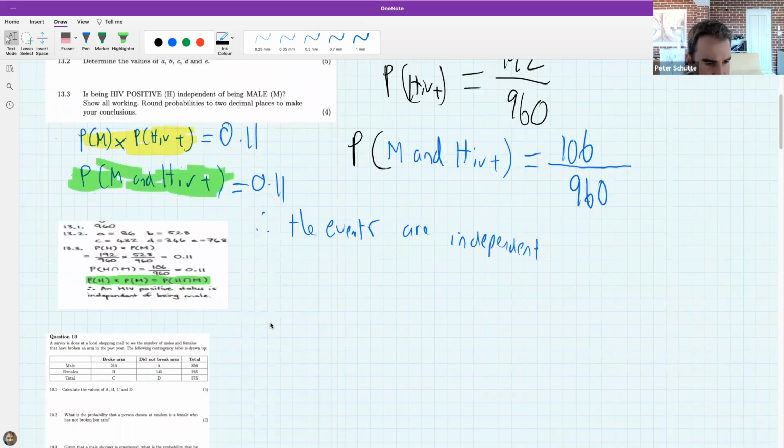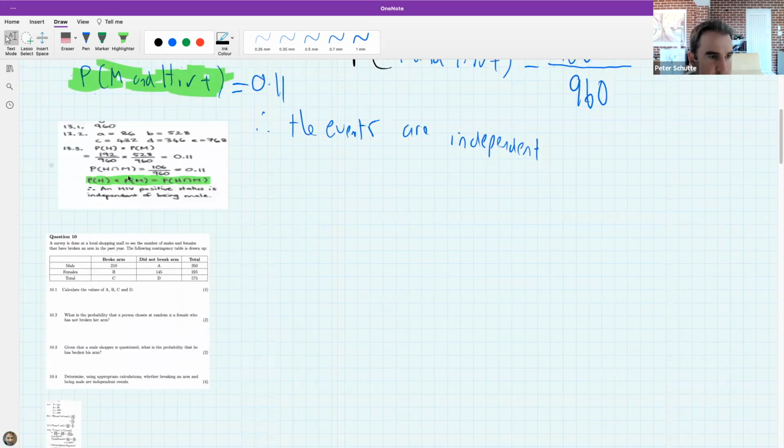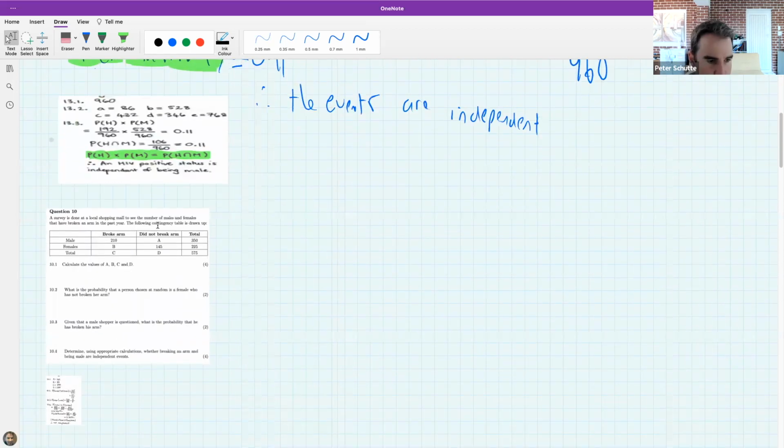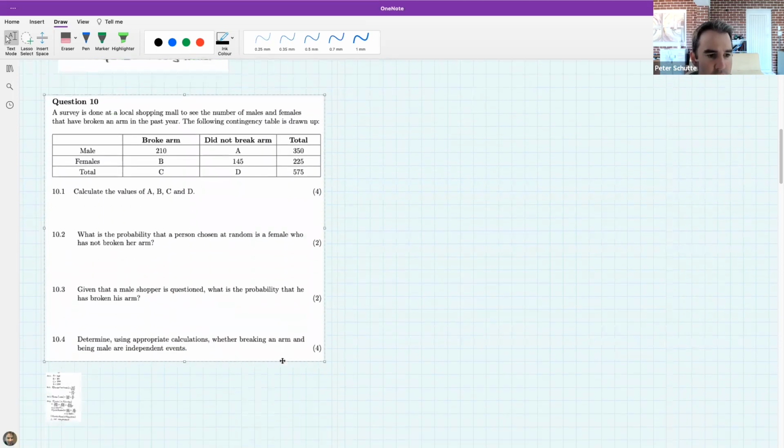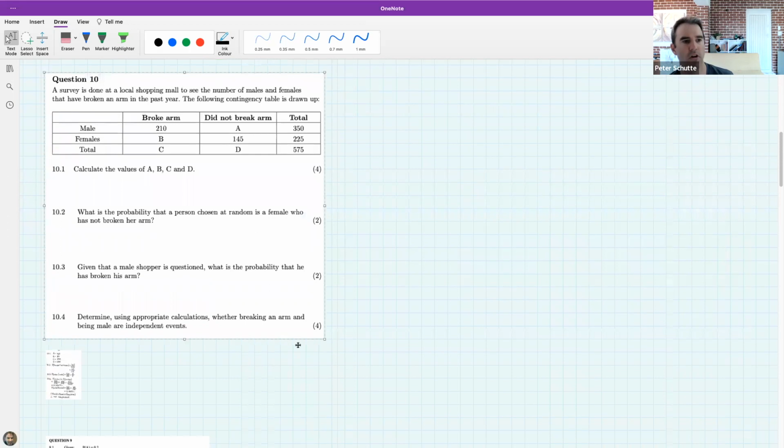Okay, let's do another question like this, just to keep practicing, because you know how it is. The more you do it, the easier it gets. So over to this question. I want everyone to try and work out the values of A, B, C, and D, and then put them in the chat. We'll go from there.